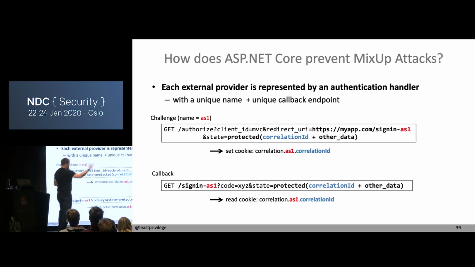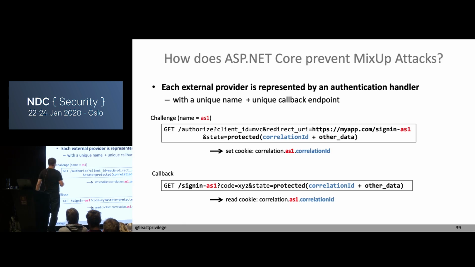And then they get the correlation ID out of that, and they make sure that a cookie exists with this name, correlation.authorization server name.correlation ID. And only if that exists, you know that really the request and the response belong together. As I said, if you're doing ASP.NET Core, that's built in. You don't need to worry. If you use something else, you need to check how they are doing it. If you wrote something yourself, you should double check, I guess.